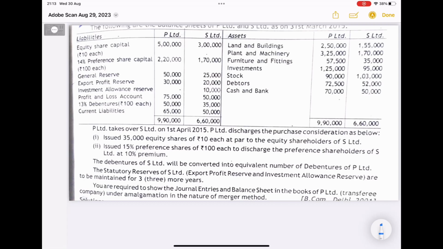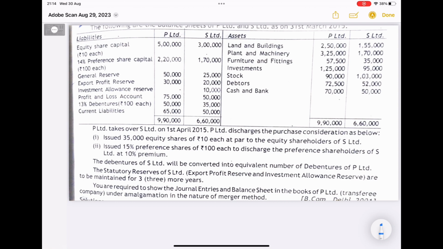Hello everyone, in this video we are going to start with problems on mergers and acquisition. So the first question is, the following balance sheet of P&S Limited as on 31st March 2015. They have given liabilities and assets of both the companies as follows.